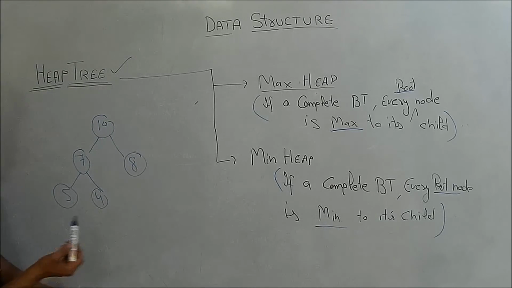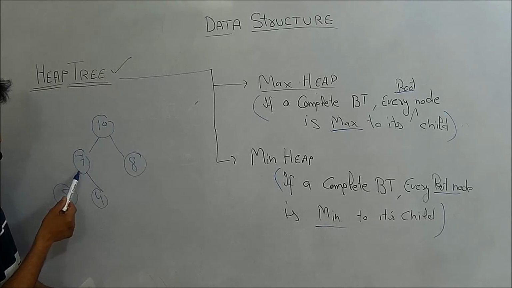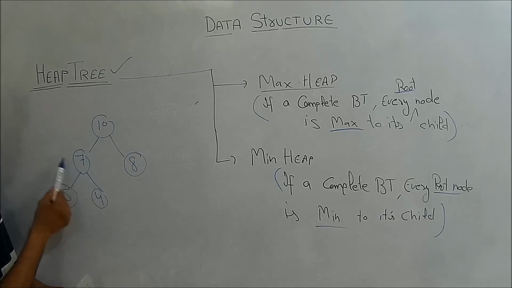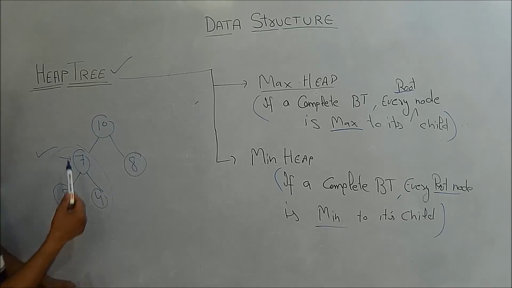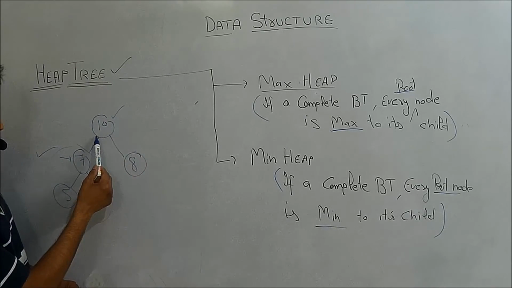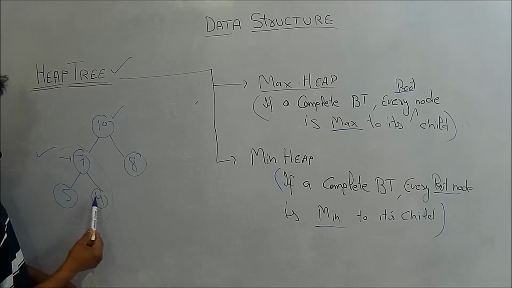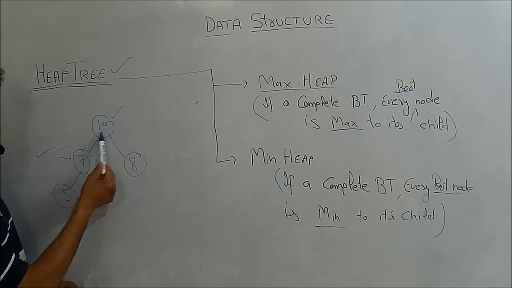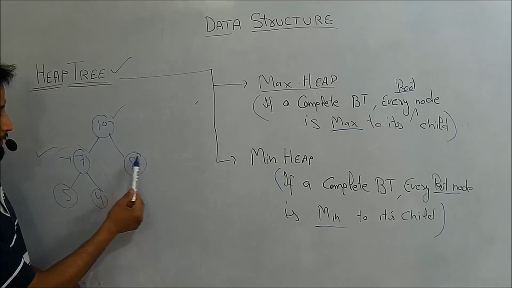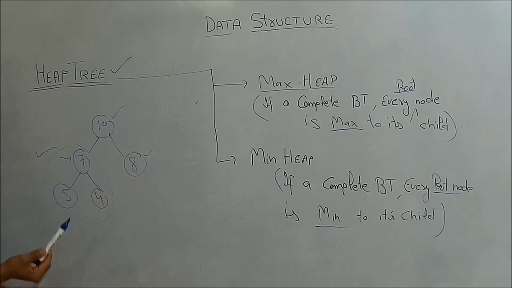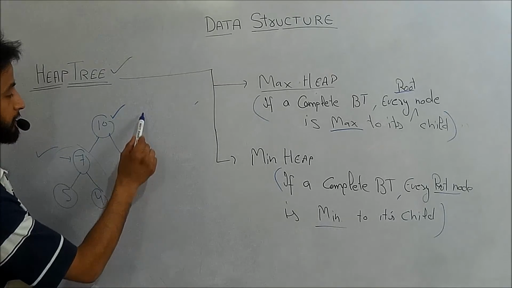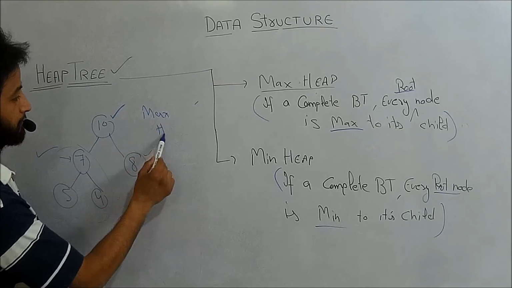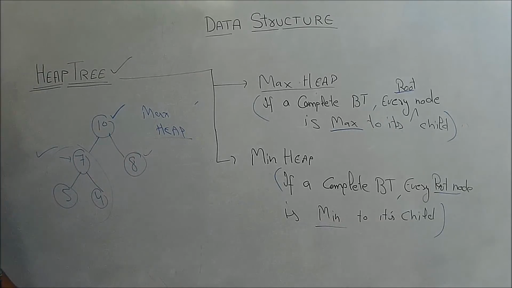So let us check for that. First I will start from here. So 7, this is the root node for this subtree. So 7 is greater than 5 and 4, and the condition for the max heap is okay. Then I will check at this position. In this position we have the child nodes, which are 7, 5 and 4, always less than 10, so it is okay. Now check for the right side, 8 is also less than 10, so we can say that the root node is maximum and the tree is max heap.